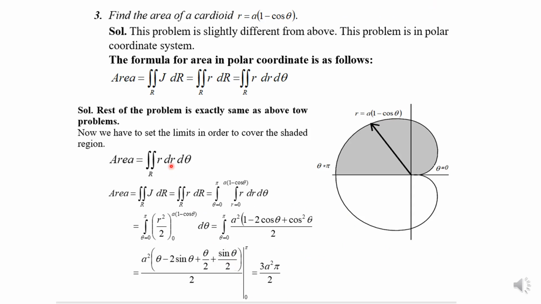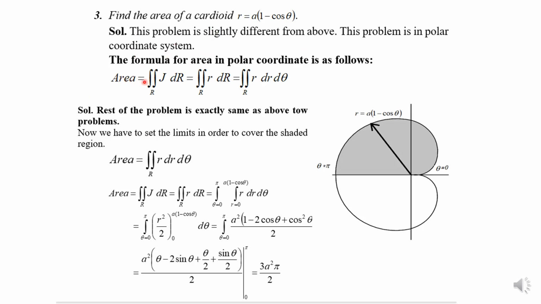Again, okay, this is slightly different from the previous problem. Here we are to find the area of a cardioid, but the problem is not in the Cartesian coordinate system. Here is one very important and beautiful concept which you have already discussed. You will revive it one more time and use it here. This problem is slightly different from above because it is in the polar coordinate system.